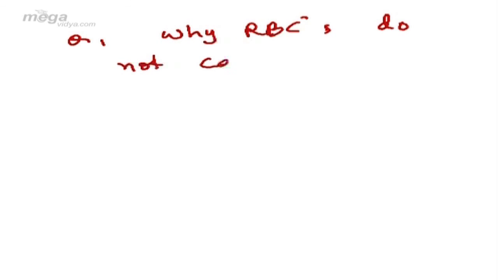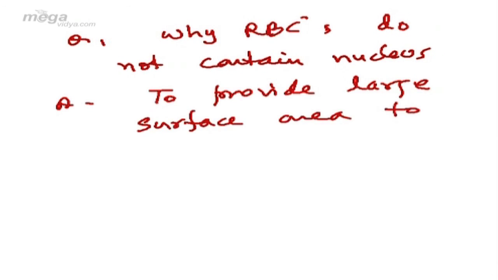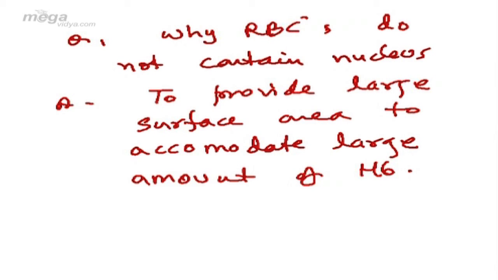You can get a question on this. Why do RBCs not contain a nucleus? The answer to this question will be to provide large surface area to accommodate a large amount of hemoglobin.